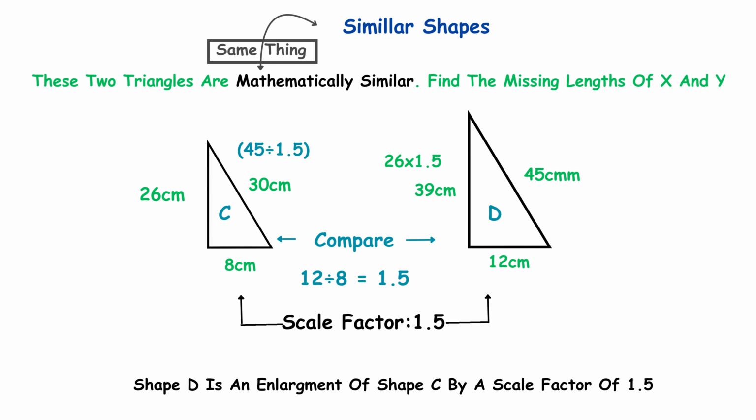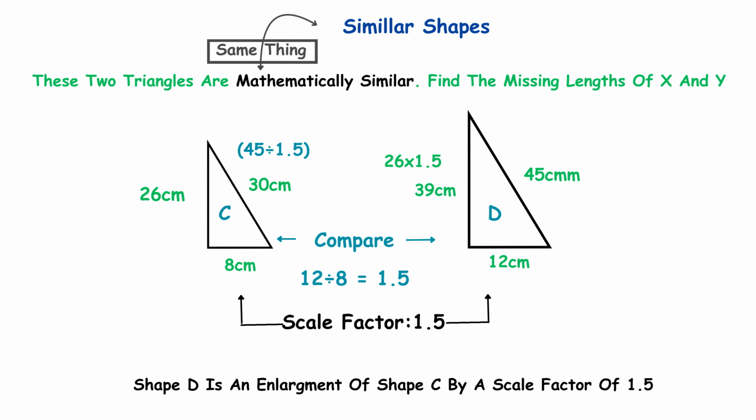We can do this by comparing a known side from each triangle, such as the 8 centimeter side and the 12 centimeter side. To find the scale factor, we divide 12 by 8, which gives us 1.5, so the scale factor is 1.5, which means the larger triangle is 1.5 times the size of the smaller one. We can say that the larger triangle is an enlargement of the smaller one by a scale factor of 1.5.